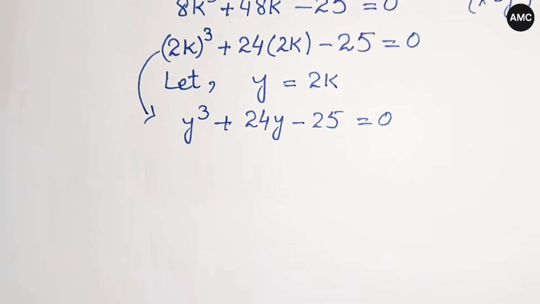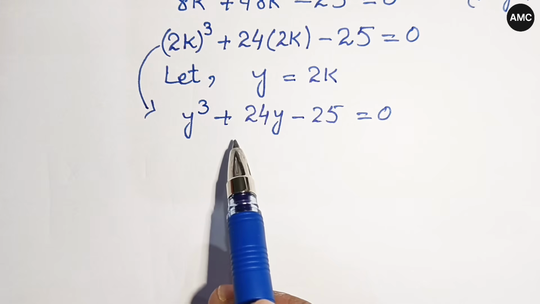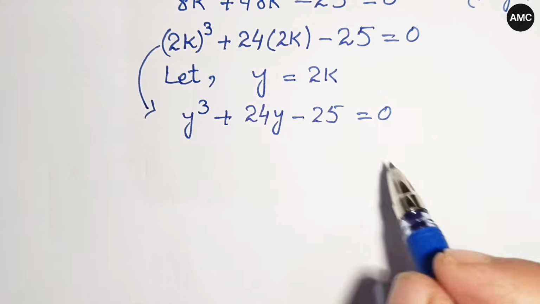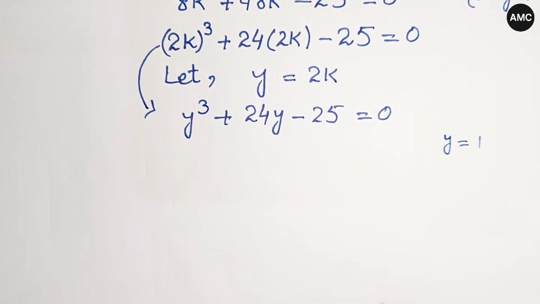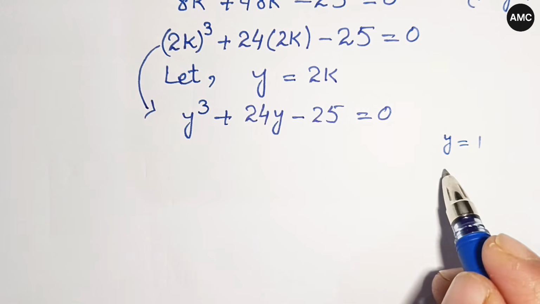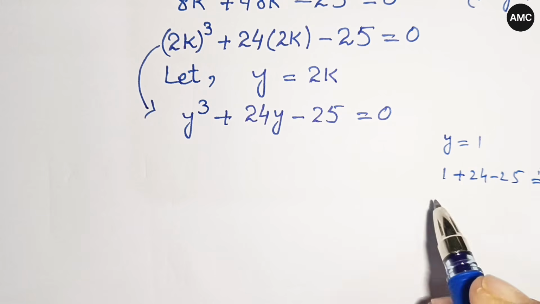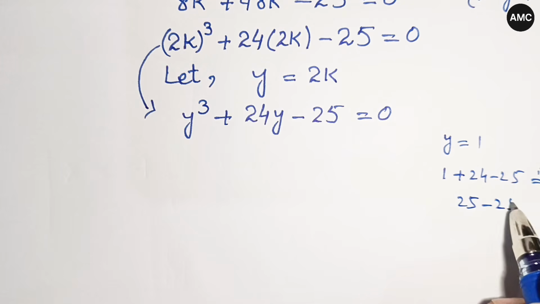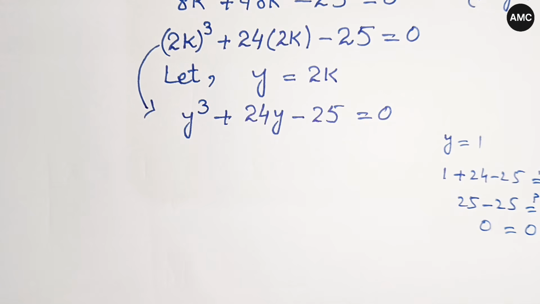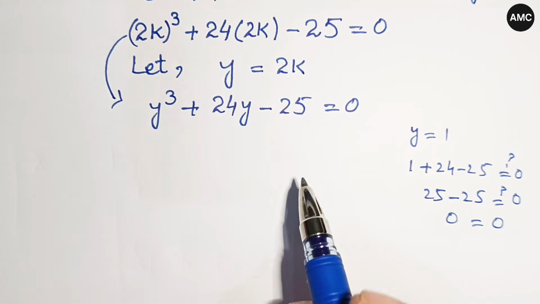Now here we notice that if y is equal to 1, and we put y equal to 1, then it will be 1 plus 24 minus 25. Is it equal to 0? And yes, 25 minus 25, so we get 0, then 0 is equal to 0. Now here we have that y is equal to 1.